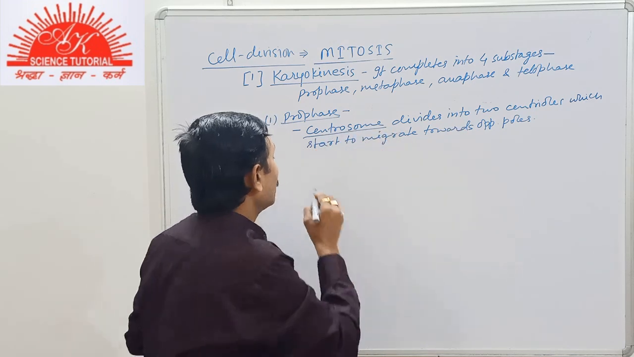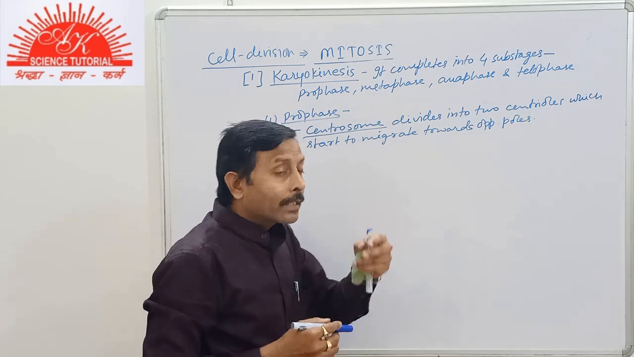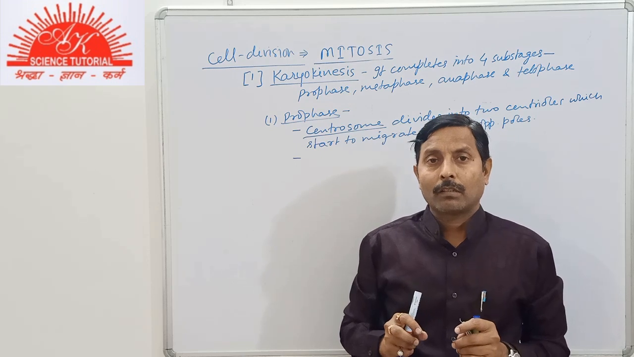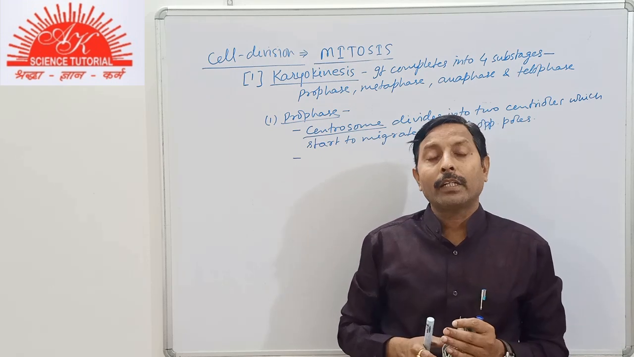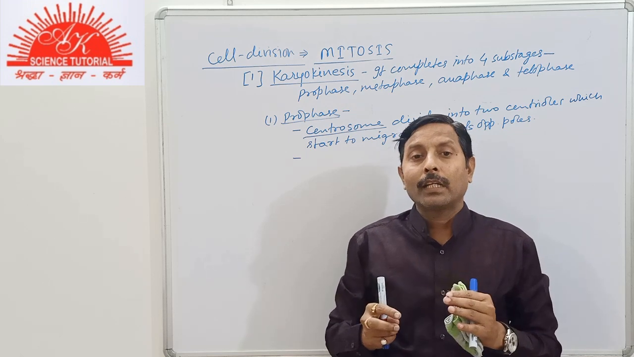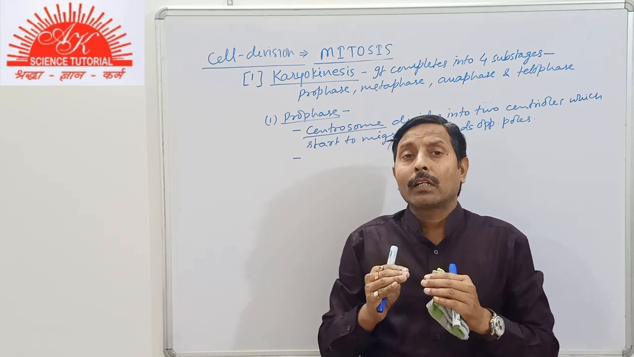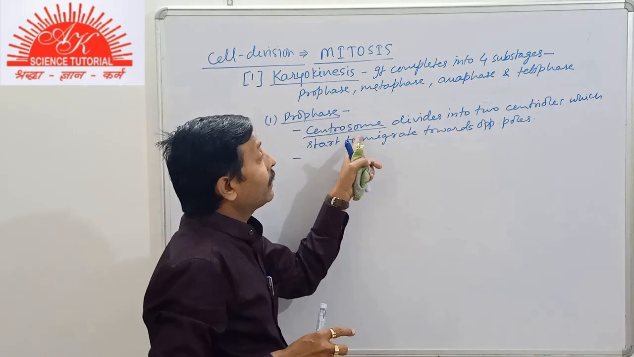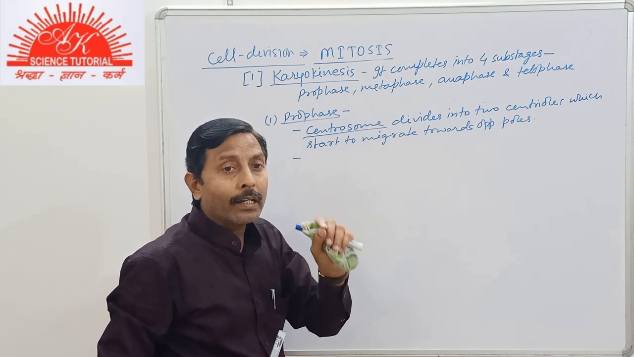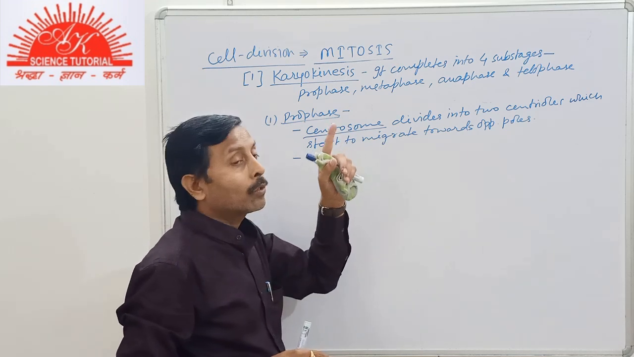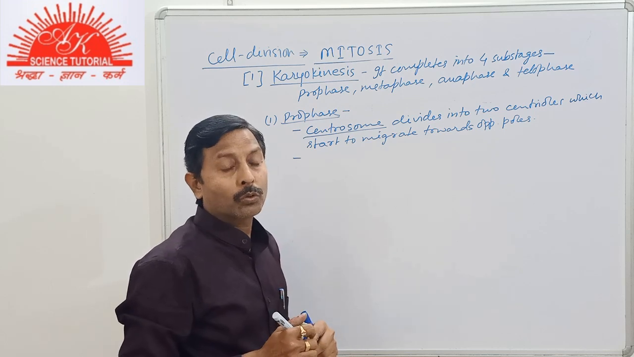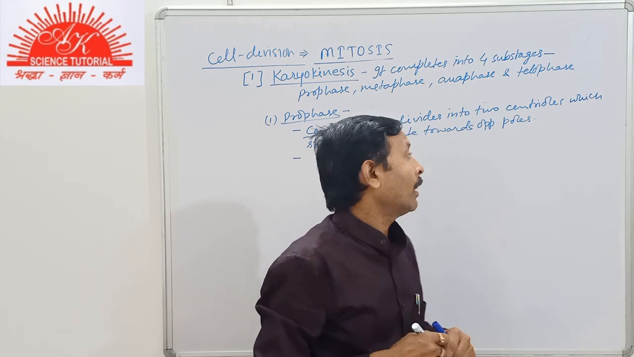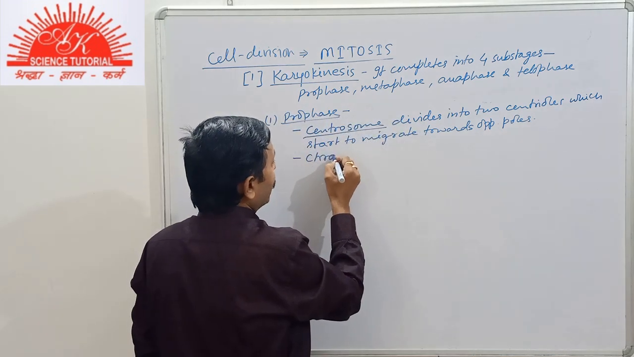Now, as a second change, the chromatin fibers. We have studied earlier that in a normal cell, there are simple elongated coiled thread-like structures called chromatin fibers. But during this phase, they start to coil, condense and shorten and change into visible chromosomes. So the term chromosome is used at the time of cell division in general. Now, the next change.